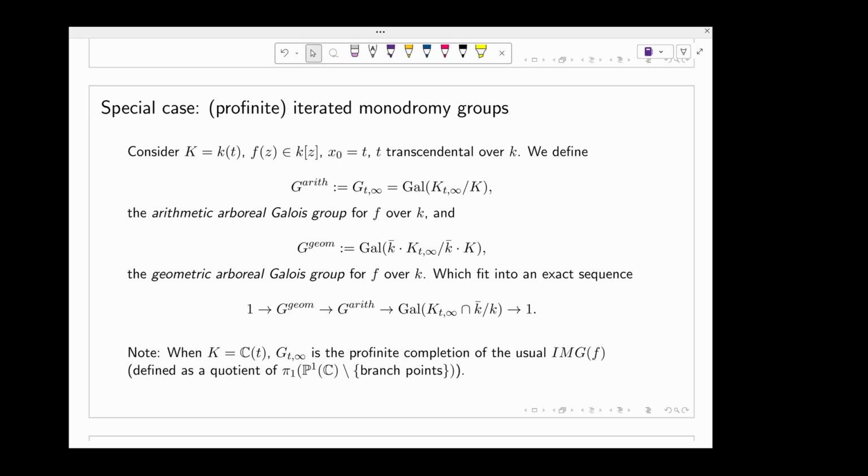So that group I'm going to call the geometric arboreal Galois group for f over k. And that's going to fit into an exact sequence. This G geom is isomorphic to a subgroup of G arith, as I said. And the cokernel of that map is the Galois group we get by taking little k and adjoining all of the elements of k infinity which are algebraic over k.